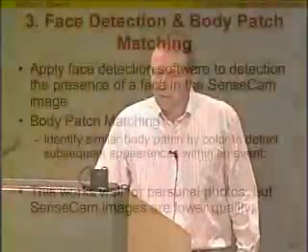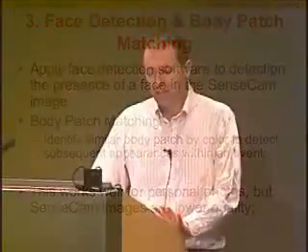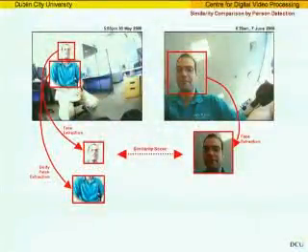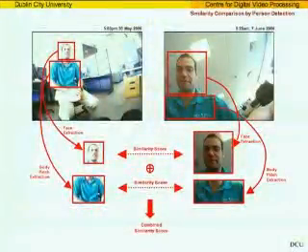Face detection and body patch matching. This third piece of work we were doing is to apply face detection software to detect the presence of a face in a SenseCam image. But we augment this with body patch matching, and we've got other projects which have indicated that this works well for personal photos, but the quality of personal photos is much better than with SenseCams, because SenseCams are of lower quality. So we detect the face, saying this is an indication of Aiden, and we've got a good face grab, but we use the body patch matching to give another fuzzy indication of Aiden, and a good clue that there's a face there, based on the body patch underneath the face.